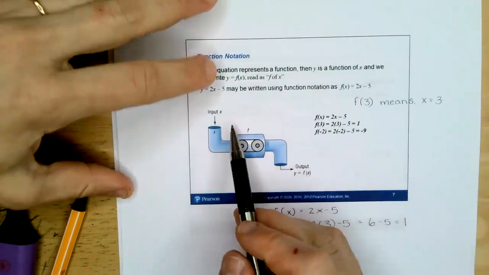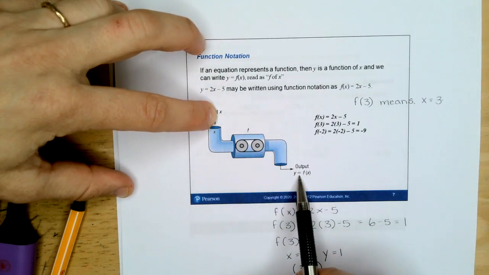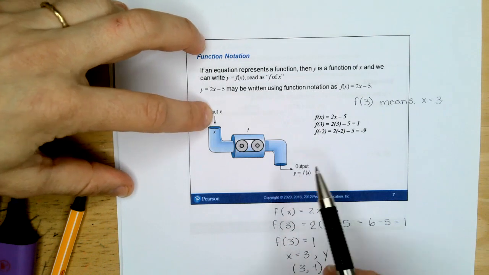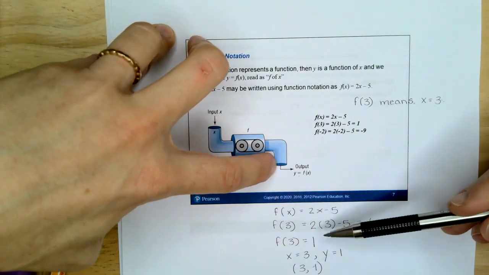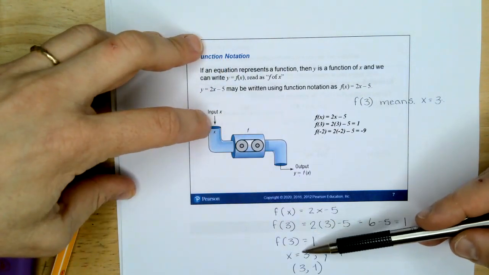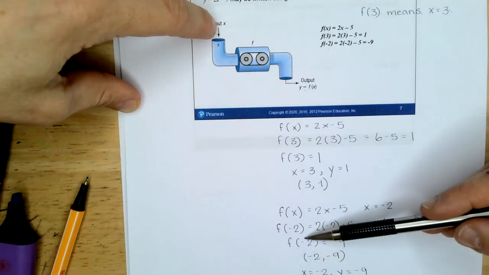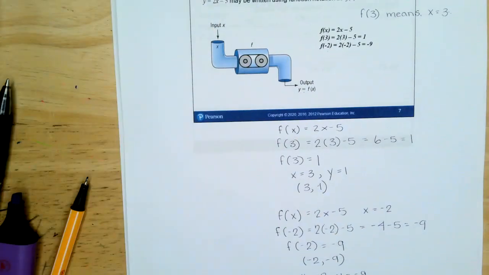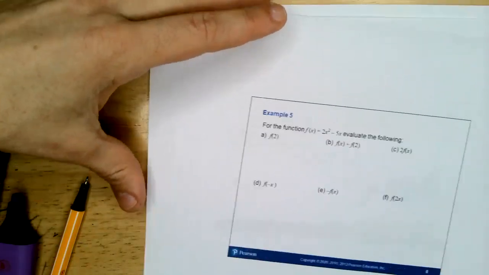So I input my x into my function, and I output my f of x, or I output my y. I input 3, it outputs 1. I input negative 2, it outputs negative 9. Okay? Don't worry, you will have time to get used to it.